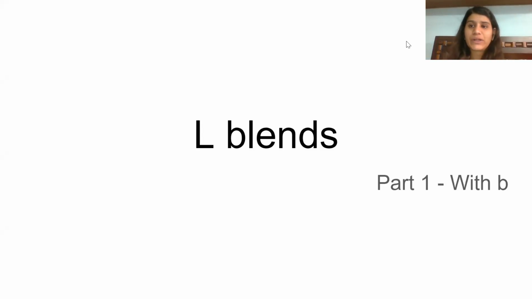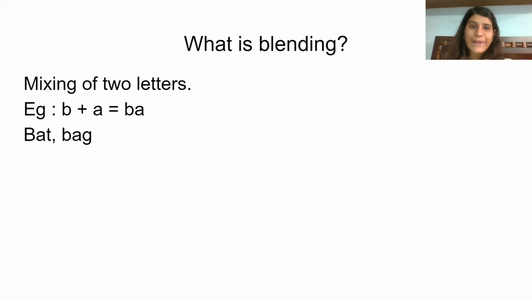Today we are going to learn L blends with the sound B. So let's see what blending is. Blending is the mixing or joining of two letters. So when I have two letters, jab main unhe milati hu ya jodti hu, use blending kehte hain.